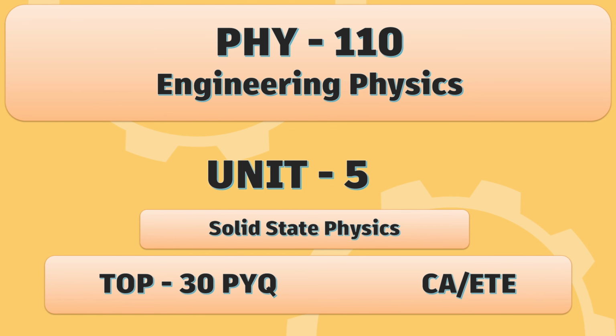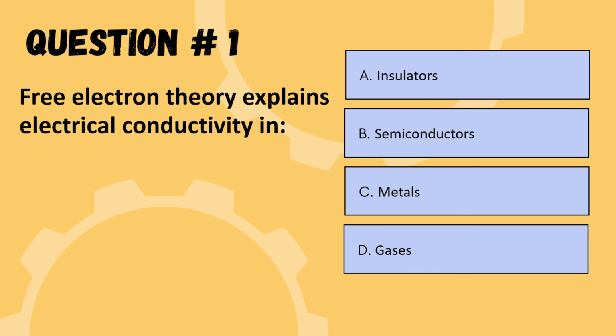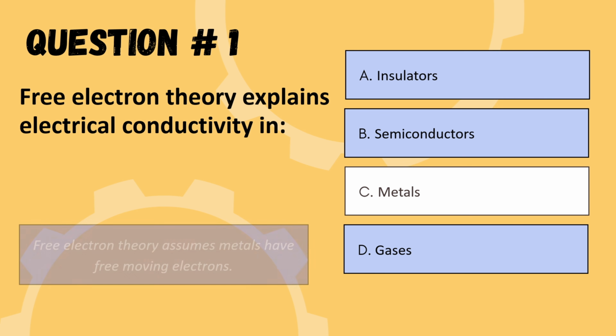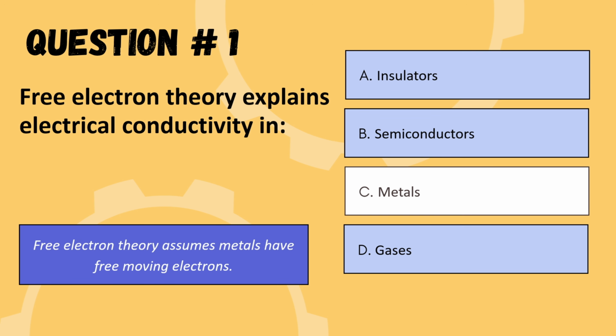Hello everyone, this is our unit number 5 of your PHY 110 Engineering Physics. So let's start the questions. Our first question is: free electron theory explains electrical conductivity in. Options are insulators, semiconductors, metals or gases. So the correct option is option C, metals. So we are moving to the next question.